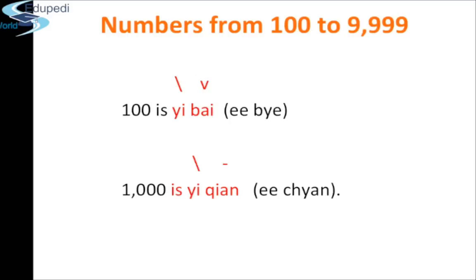And after 99 we have 一百, 100. 百 means 100. Yi means 1. Yi Bai means 100. Liang Bai means 200. San Bai means 300, and so on.